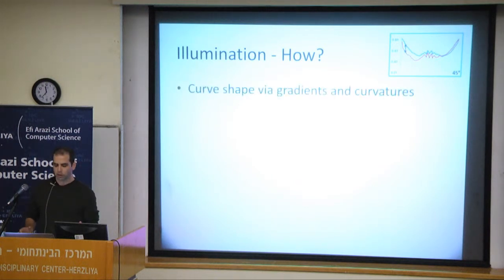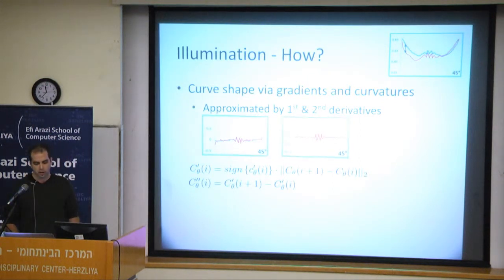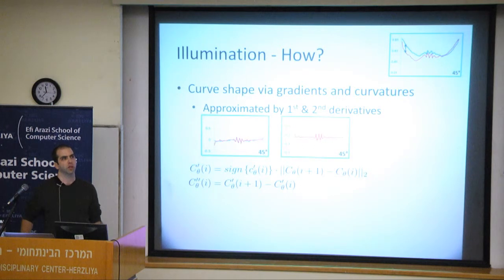instead of using the representation I showed before, we look at the shape of the curve itself, which can be described by its gradient and curvature. We approximate the gradient and curvature by the curve's first and second derivative. And you can see here that this representation indeed solves the illumination problem, and the red and blue curves look highly similar.